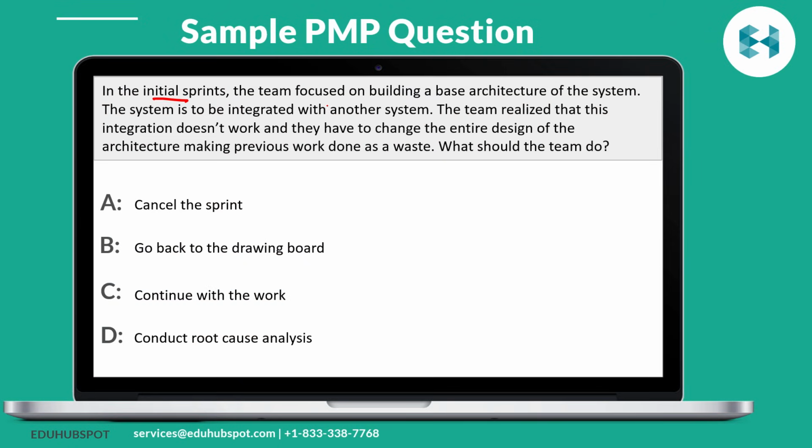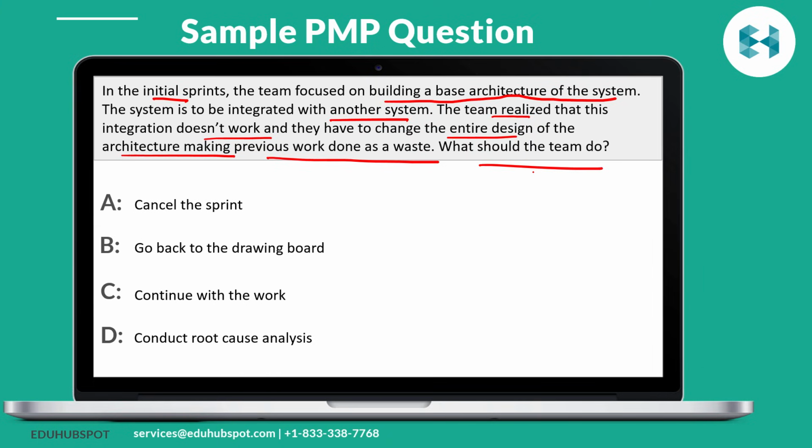In the initial sprints, the team focused on building a base architecture of the system. The system is to be integrated with another system. So basically you are integrating two systems. The team realized that this integration doesn't work and they have to change the entire design of the architecture, making previous work done as a waste. What should the team do?